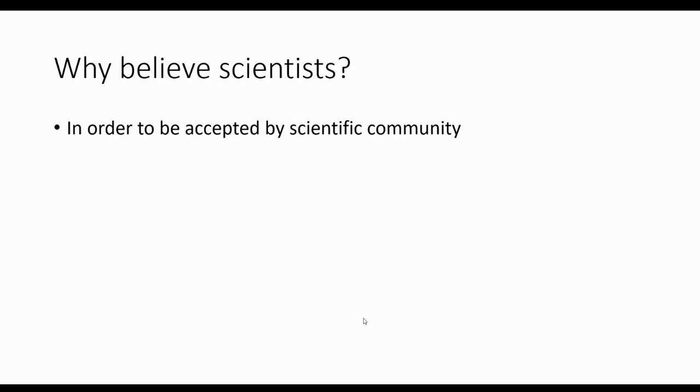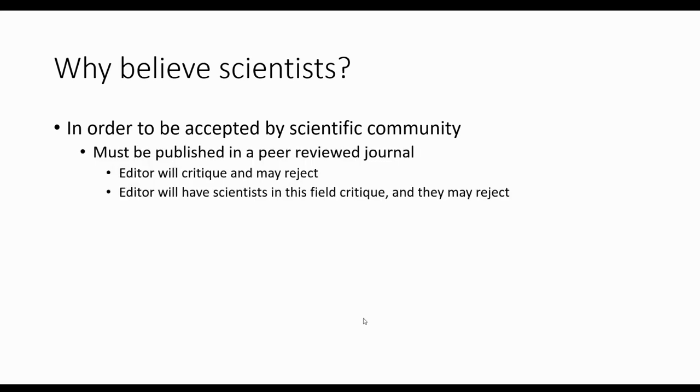So scientists don't just make claims and have everybody believe them based on how popular they are or how many books they sell, or who has the best Twitter account. What tends to be the case for the scientific community is that they have to publish in a peer-reviewed journal. So the editor of the journal will receive a copy of the experiment that was done, and they will critique it, and they may decide to reject this particular experiment. So why would they do that?